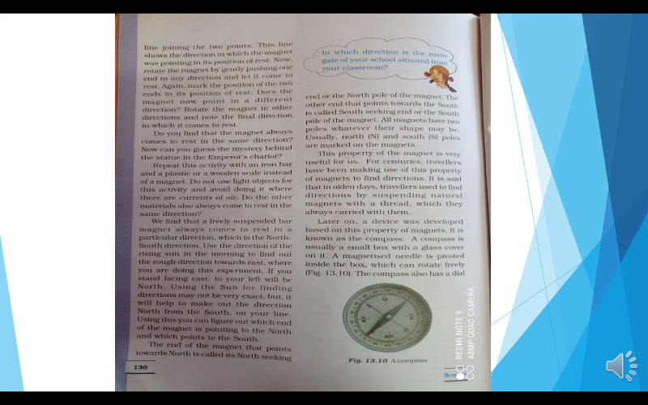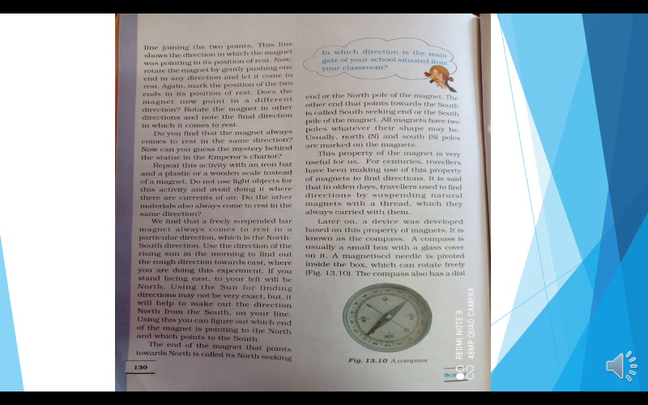Now rotate the magnet by gently pushing one end in any direction and let it come to rest. Again mark the position of the two ends in its position of rest. Does the magnet now point in a different direction? Rotate the magnet in other directions and note the final direction in which it comes to rest. Now draw a line joining the two points. After that, what does that line show? That line shows the direction in which the magnet was pointing when it was in its rest position.